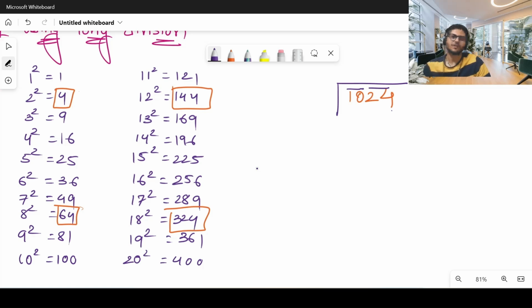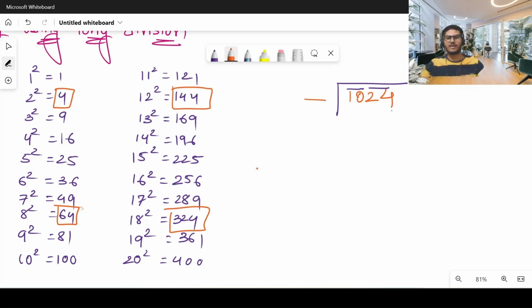Now is the time for the divisor. The divisor is something which you have to assume and consider, but there are certain rules. You cannot consider any digit or any number, right? So what is the rule? Whatever number you assume in the divisor, its square should be either equal to the first pair or less than the first pair. That means whatever number I assume on the divisor side, its square should be either equal to 10 or less than 10.